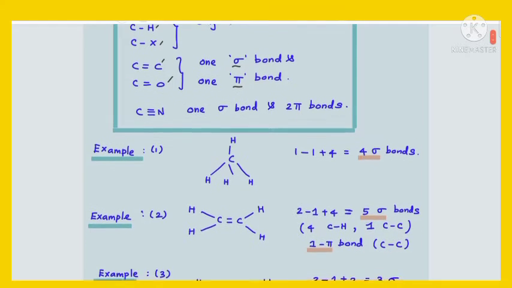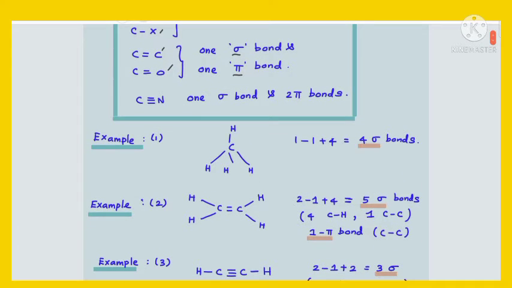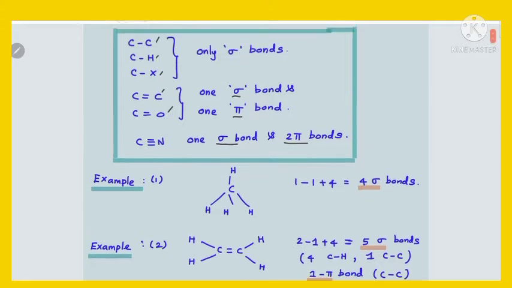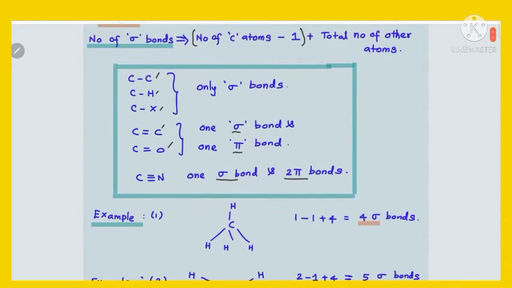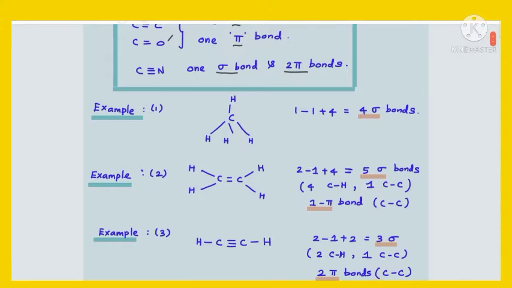Suppose in organic molecules you have a C triple bond N, or a triple bond between carbon and carbon, in the triple bond one is a sigma bond and the other two are pi bonds. So this is the point you have to remember to find the number of sigma bonds and the number of pi bonds in organic molecules. Let us see some examples.